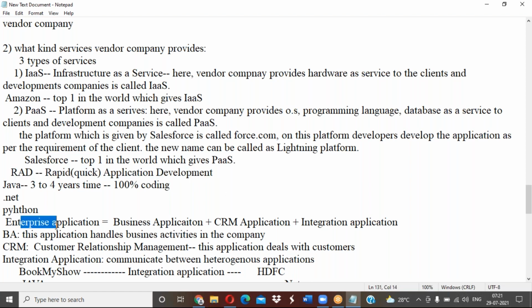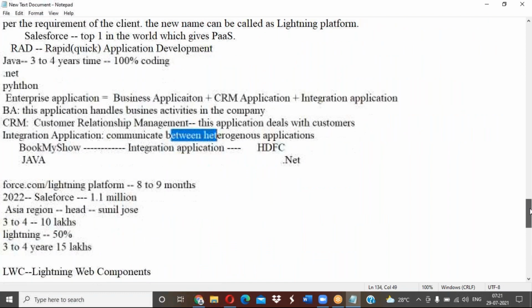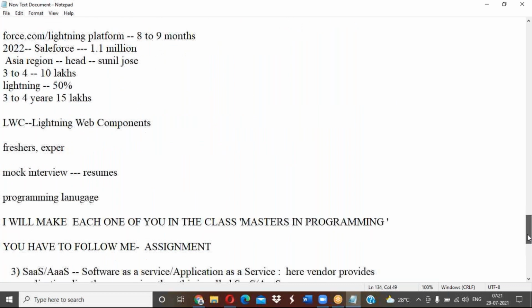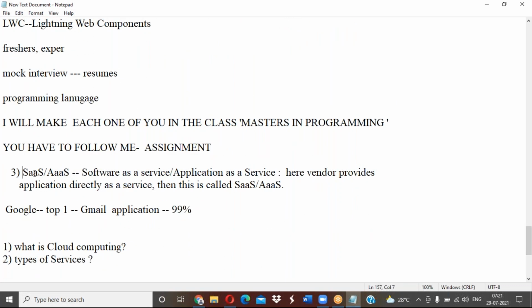Yesterday I told you an enterprise application is the combination of three different applications: business application, CRM application, and integration application. Business application handles the business activities. CRM application, customer relationship, deals with the customer. Integration application handles communication between heterogeneous applications. These are the things we discussed in the last class. Next, what is the last and final one? SaaS, or application service. SaaS stands for software as a service or application as a service.